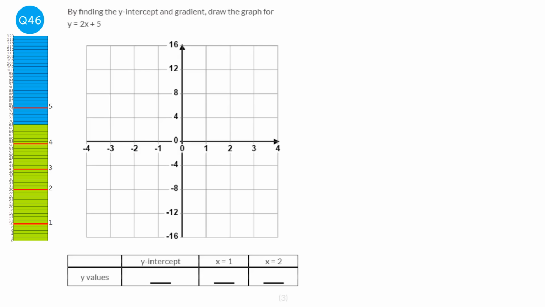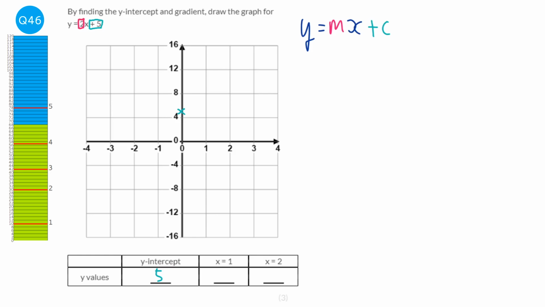We know that all linear graphs follow y equals mx plus c, with m being the gradient and c being the y-intercept. Looking at this equation, c is positive 5, so we know the graph is going to hit the y-axis at 5. So let's plot that. For every 1 it goes to the right, it's going to go up 2, because the gradient is 2. The number before the x is 2.